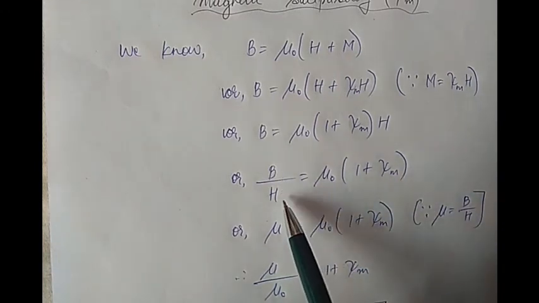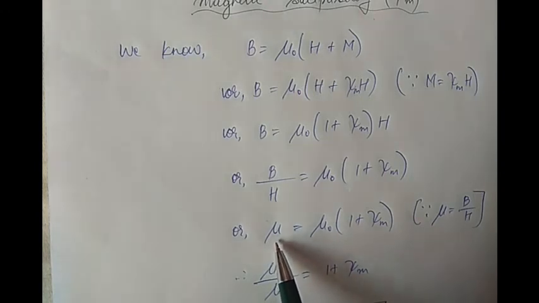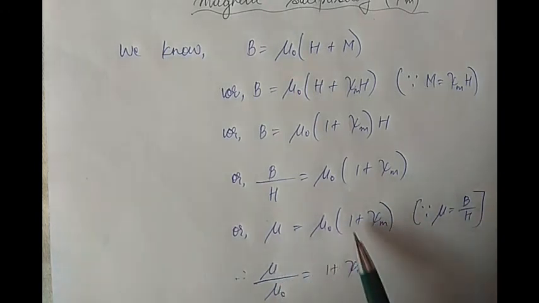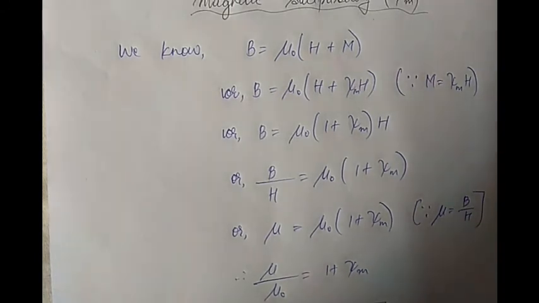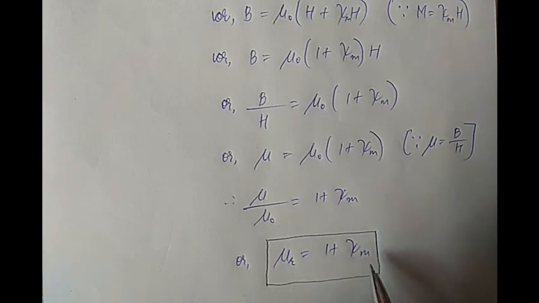But B by H from definition is the permeability. So mu is equal to mu naught into (1 plus psi m). And mu by mu naught from definition is the relative permeability. Therefore, we can write mu r is equal to 1 plus psi m. So this is the relation between relative permeability and magnetic susceptibility.